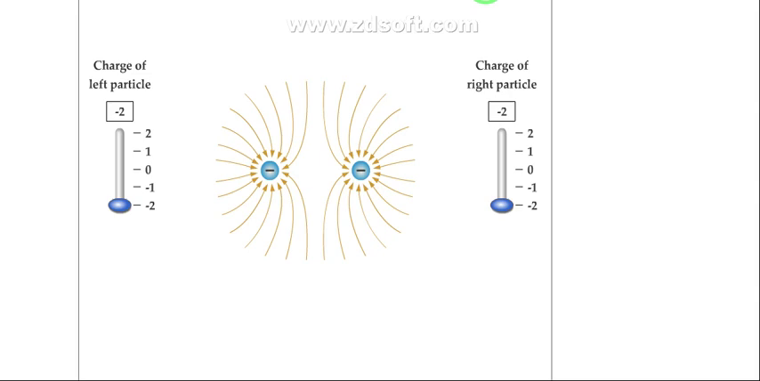So this is our first video where we discussed the electric field lines that exist about any charged body, whether it's positive or negative. If it is positive, these lines will be directed away from it. If the charged particle is negative, they will be directed towards it.